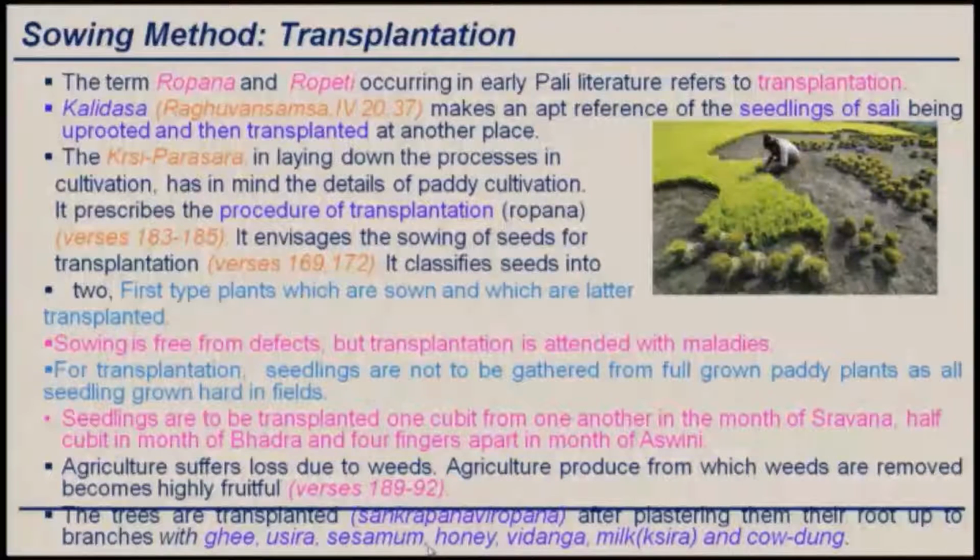Big trees can be transplanted after plastering them, from their root up to the branches, with ghee, usira, which is a kind of gram, and sesame, which we call teal. I think I had shown you a picture earlier. Also honey, and bidanga, which is again a kind of seed, and milk, known as khira, and cow dung. So, all these materials are available with them, and you do that.